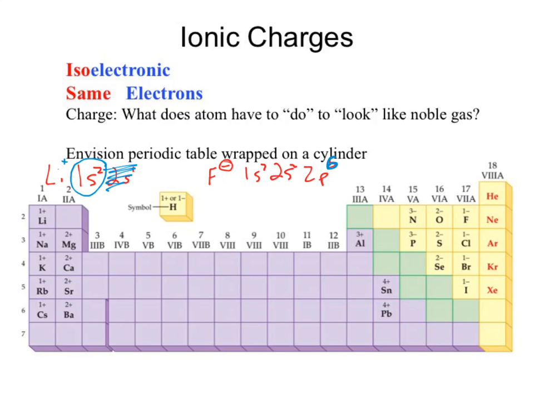What does 1s2, 2s2, 2p6 look an awful lot like? Neon. Why is that important? Neon's also a noble gas. Okay? Our charges can be predicted based off of their electronegativities, and our electronegativities come from each of our elements trying to look like, as best as possible, a noble gas. So we're trying to alter that electron configuration in some way or another to make it look like the electron configuration of a noble gas.